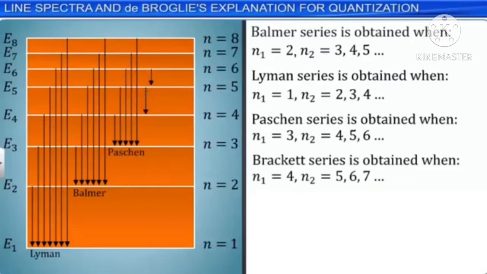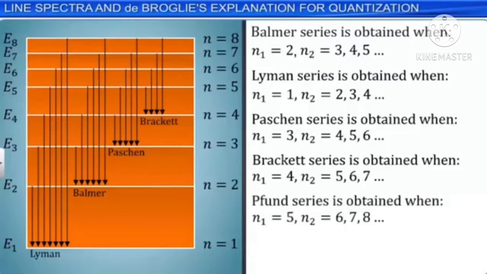Similarly, when N1 is equal to 5 and N2 is equal to 6, 7, 8 and so on, we get the Pfund series. In this diagram, it is clearly seen how different atomic series are produced when electrons jump from a state of higher energy to a lower one. These lines are called emission lines.